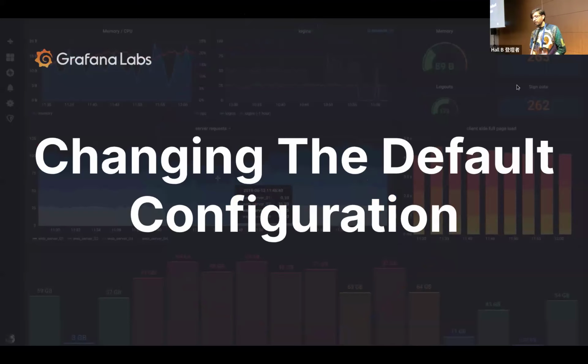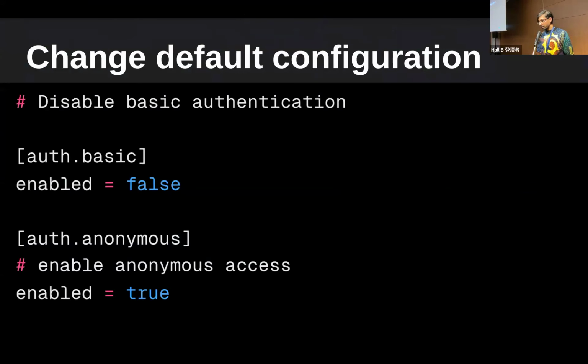Now we are slowly moving to the advanced part: changing the default configuration. This is something that is also asked a lot. This is a screenshot of the default configuration file when you install Grafana locally on your Windows, Mac or Linux, and you have a configuration file which looks something like this, and you can enable or disable the values.